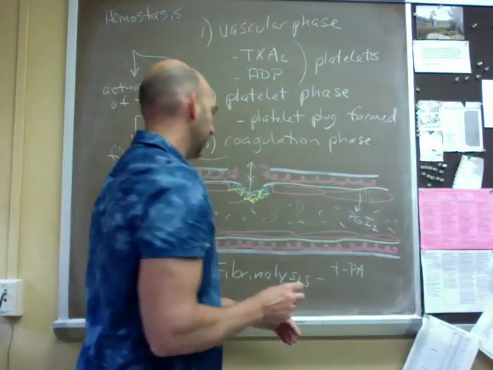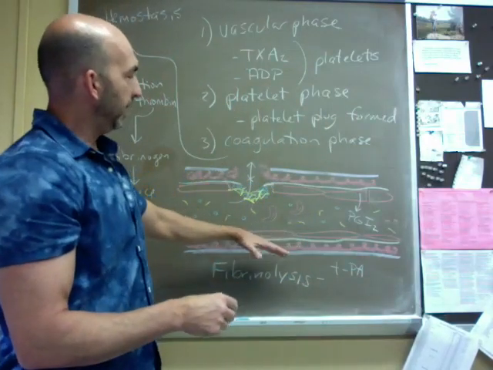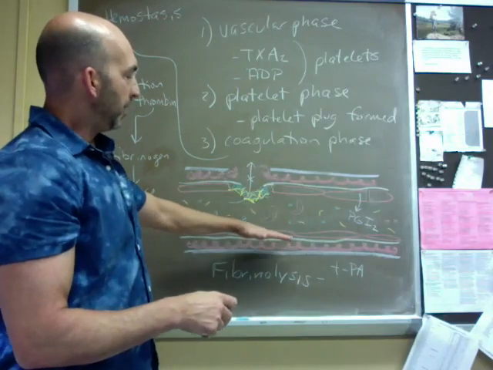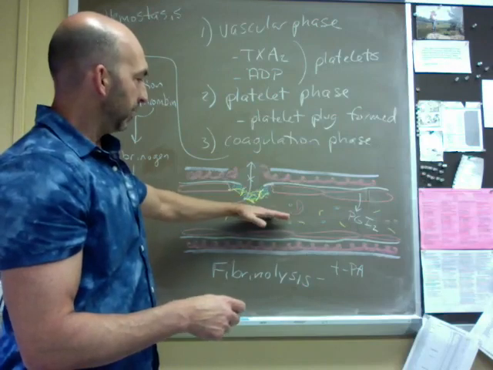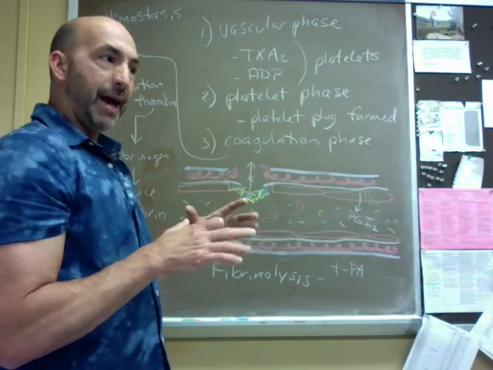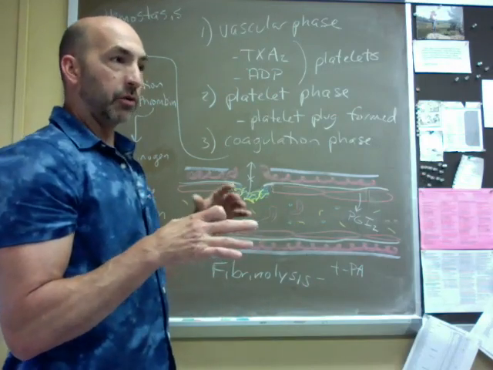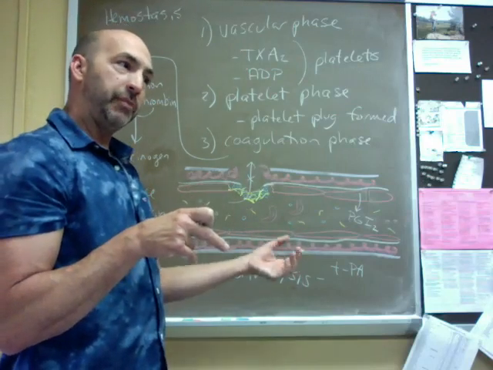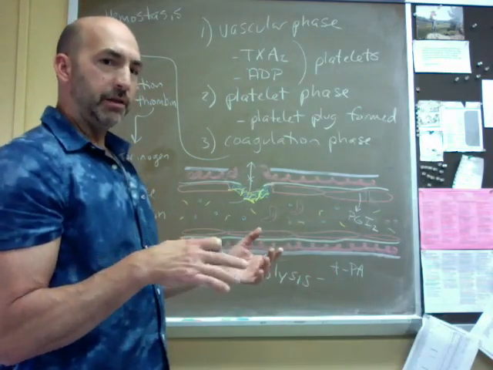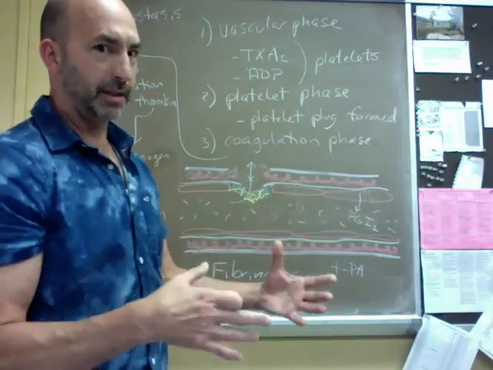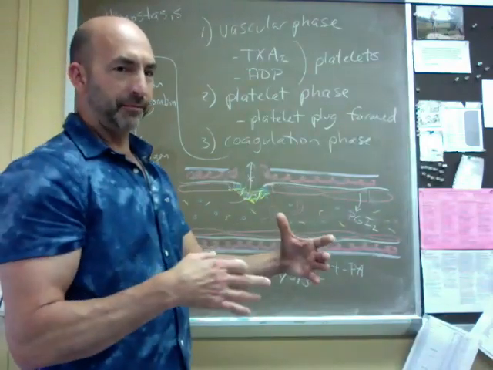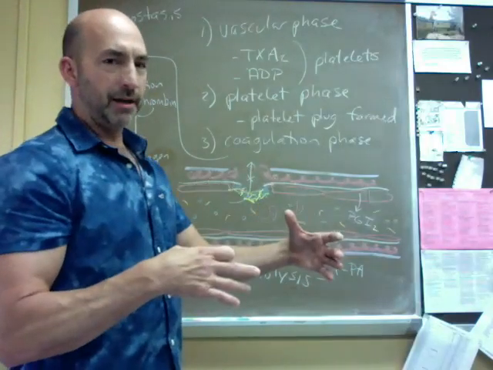So TPA is slowly released by the healing endothelium and vessel wall in general, but largely the endothelium, and that activator will convert the inactive plasminogen into active plasmin. Again, key step in fibrinolysis. Form the enzyme that will digest the clot, right?